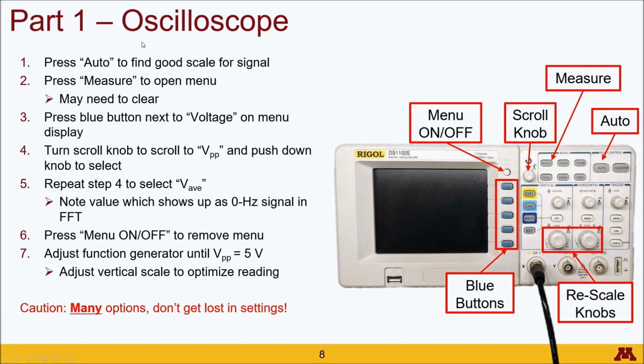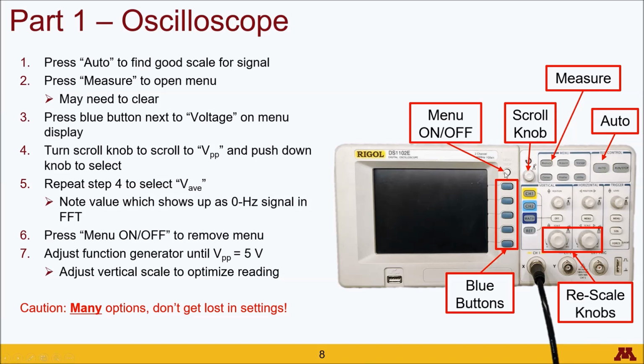Once you're working with the oscilloscope, to start out, the first step that you'll want to go with is pressing the auto button. This is basically a search function where the oscilloscope determines what the best time span and amplitude span to scale to in order to properly view your signal. It doesn't always work, but for a clean sine wave like we'll be generating here, it'll work pretty well.